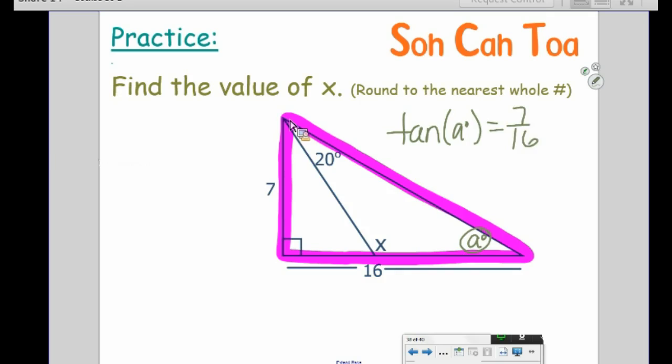Opposite over adjacent. So tangent, opposite over adjacent. Alrighty, the opposite of tangent is inverse tangent. So I'm going to do second tan. 7 divided by 16. If we round it to a whole number, 24-degree angle. If that's a 24-degree angle, we can add it to 20. We can subtract it from 180, and we get our missing angle. So we didn't have to do trig twice here. Yes, it was a two-step problem, but no, we didn't have to do two trig equations. Good thing for that triangle angle sum theorem.